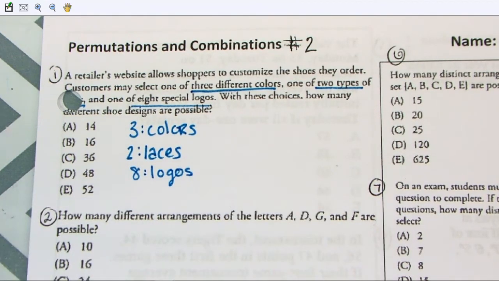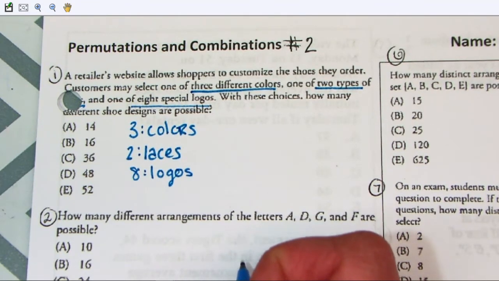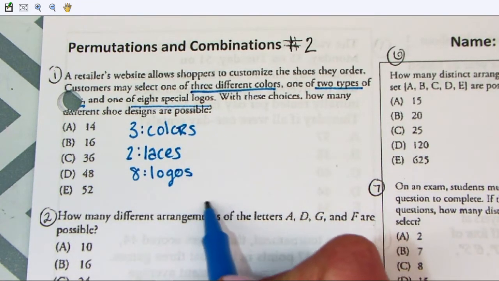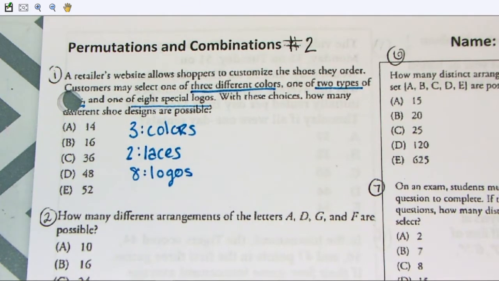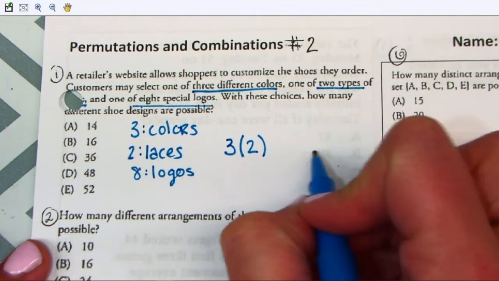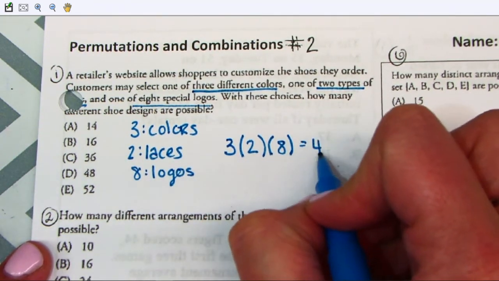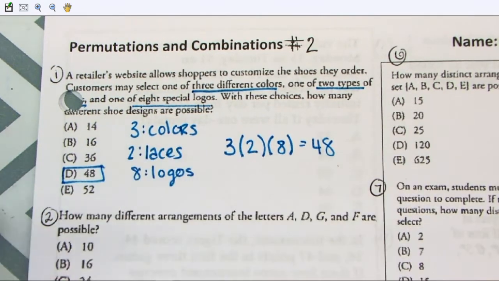Now, to solve how many combinations are possible, you don't need a permutation or combination. You would use permutation and combination if everything was coming from the same set. So in this case, these values are coming from different sets. So I'm not going to use permutation combination. I'm going to use what's called the multiplication rule. I'm going to multiply my options for color times how many options for laces times how many options for logos. And I get 48 total different combinations. So anytime you are pulling items from different groups and combining them, you just multiply all your options together.